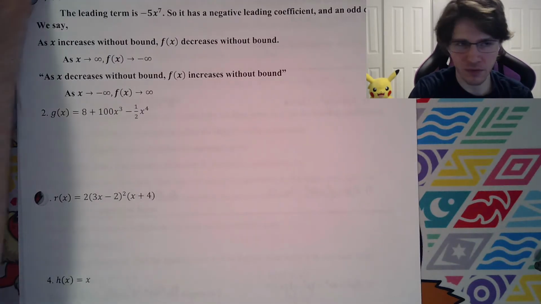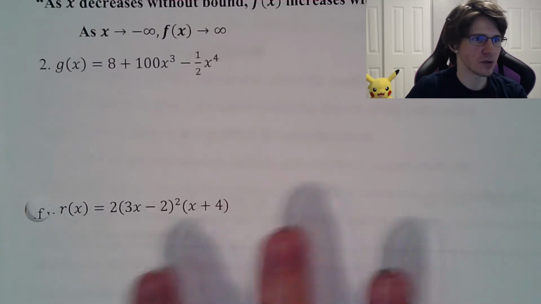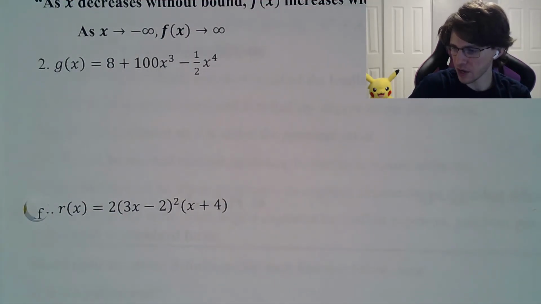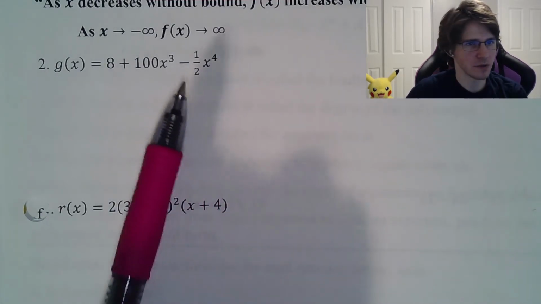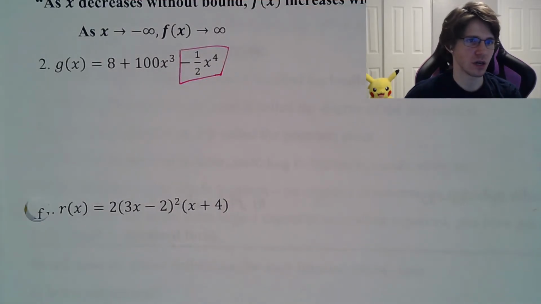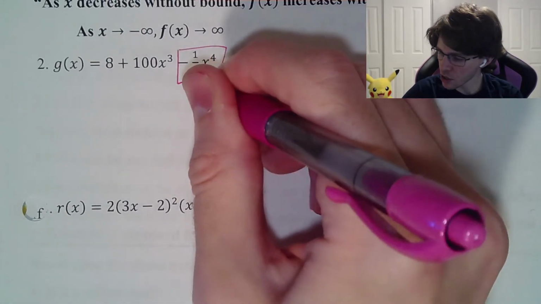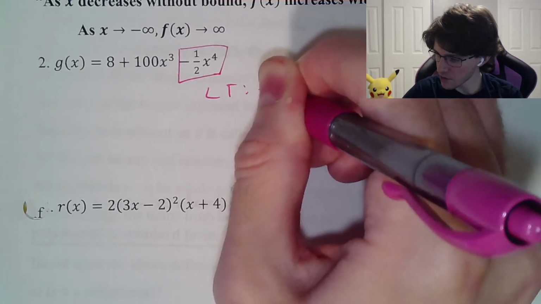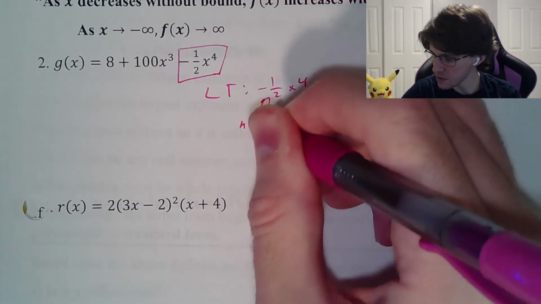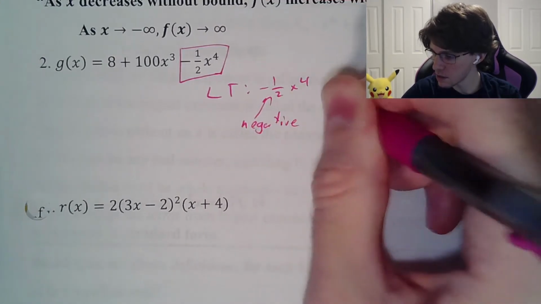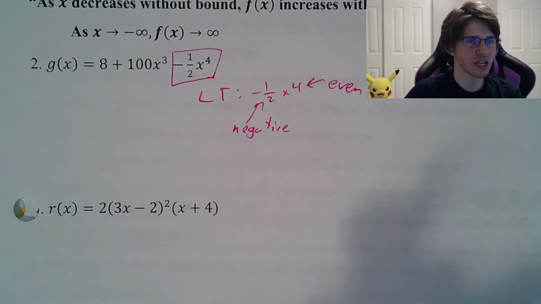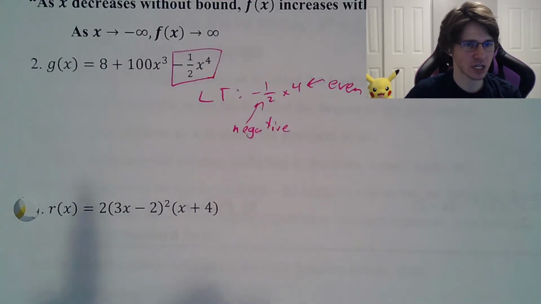Ooh, it's that first problem from the beginning of the day. So here we go. We have 8 plus 100x cubed minus 1/2 x to the fourth. We already talked about this one, where this guy right here is our leading term because it has the largest exponent. So that leading term is negative 1/2 x to the fourth. That means you have a negative coefficient, even exponent.